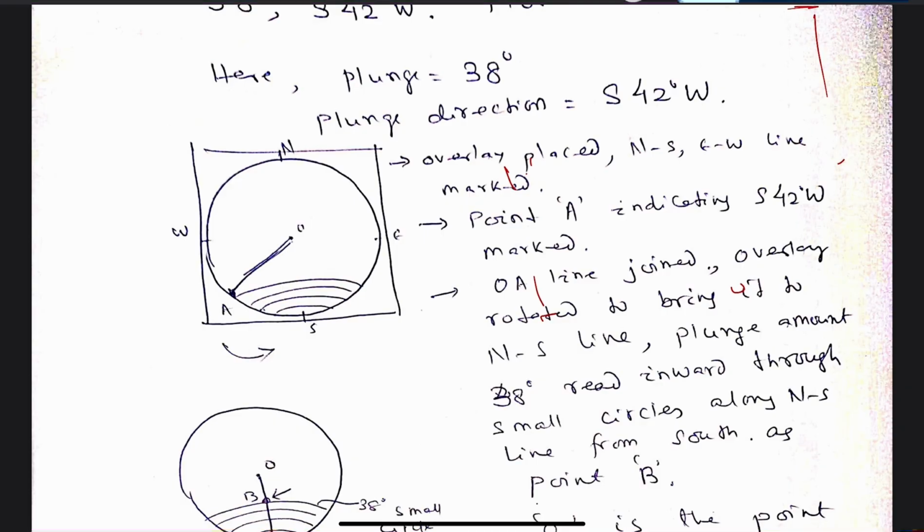The overlay is placed. This is the overlay. Underlay the stereo net. North, south, east, west lines marked. Point A is indicating the south 42 degree west direction.